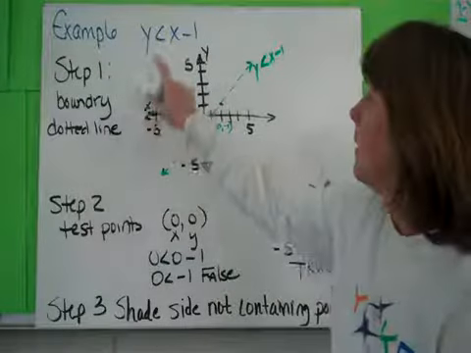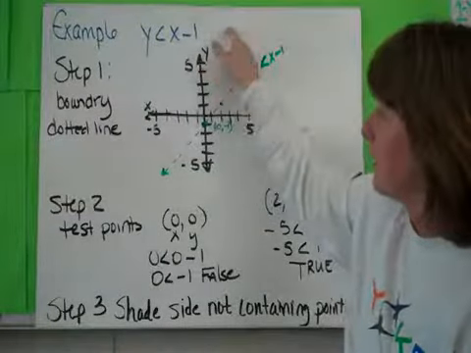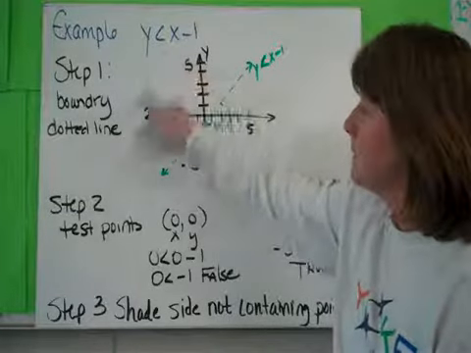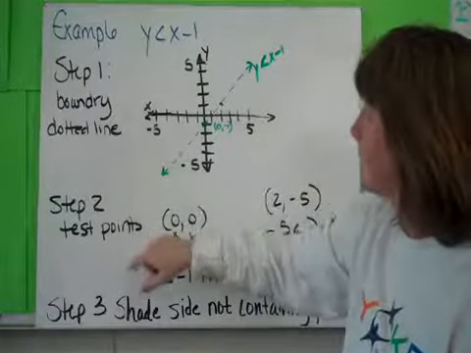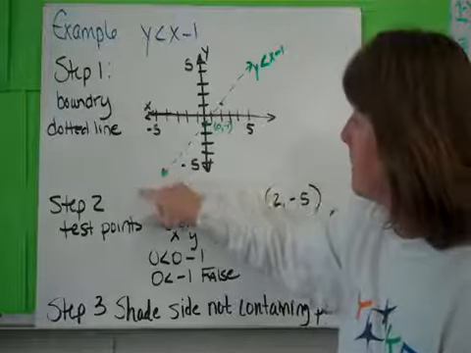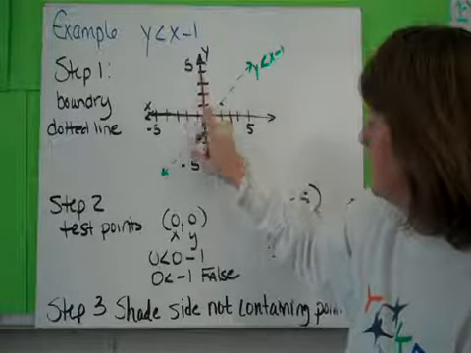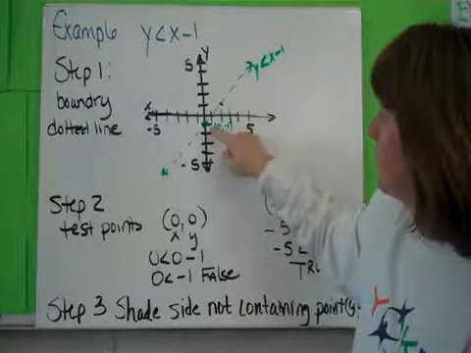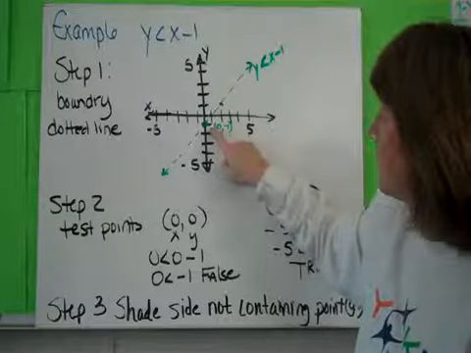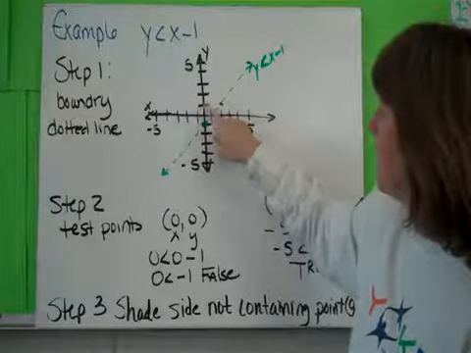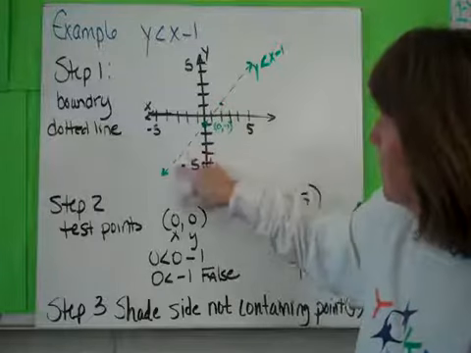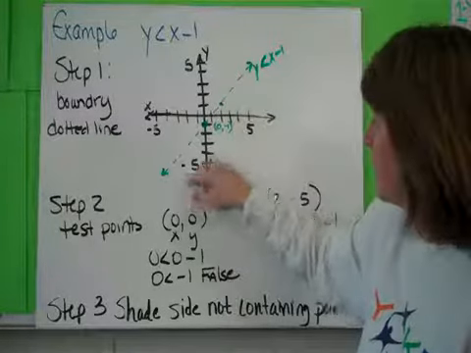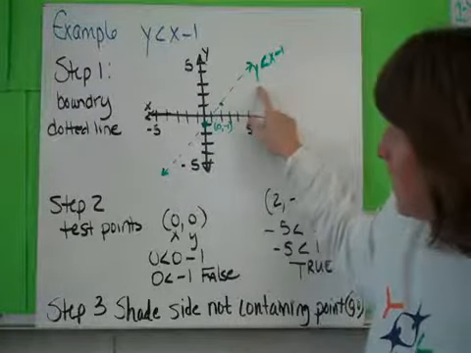Look at an example. y is less than x minus 1. So we know this is a dotted line because it's less than. We are going to graph the boundary. So negative 1, 0, we know the y-intercept is (0, negative 1). Count up 1 over 1, up 1 over 1, and then we now have the line of our inequality. It is a dotted line.